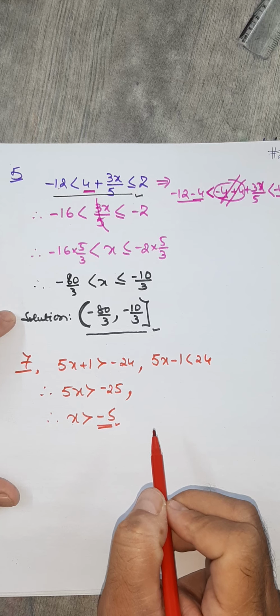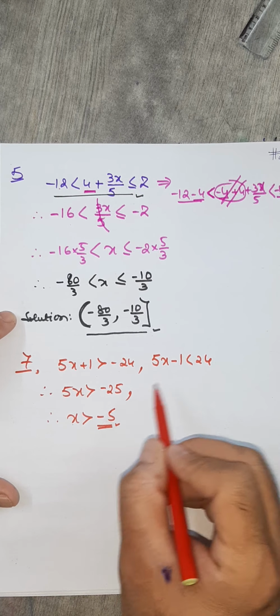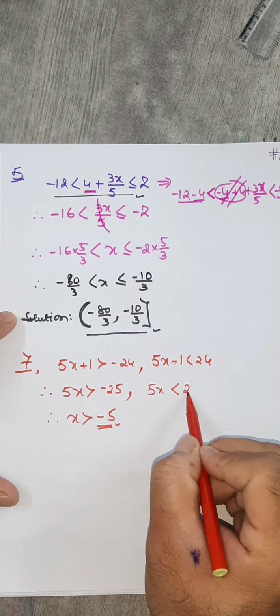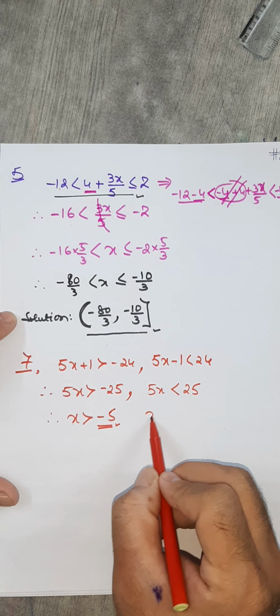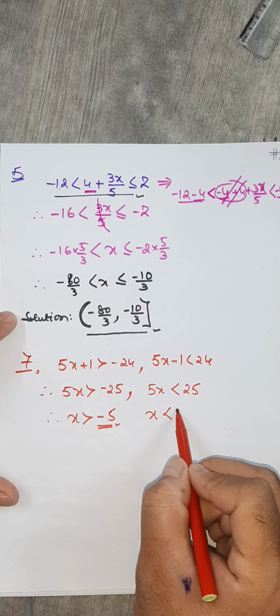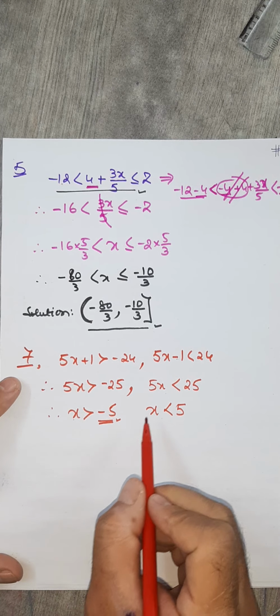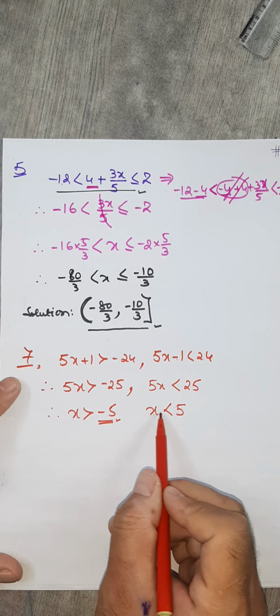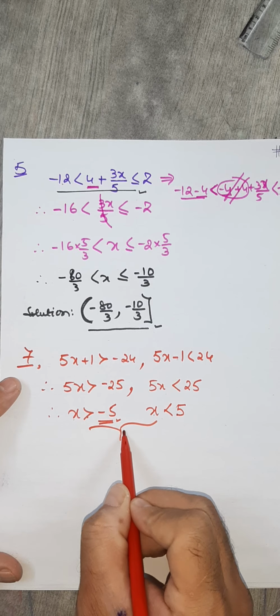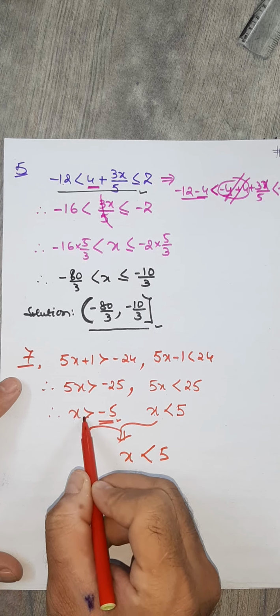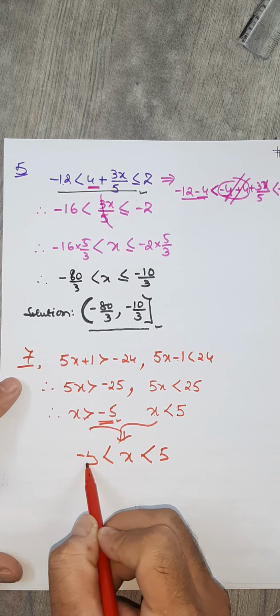Just take 1 on the other side first. So you have 5x less than 24 plus 125. To get x, dividing by 5. Okay. Now if you see this, here you are saying that x is less than 5, and here you are saying that x is more than minus 5. You can combine like this if you want: x is less than 5 and x is more than minus 5.